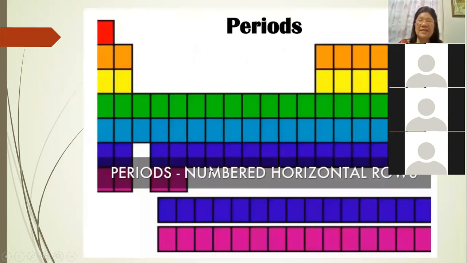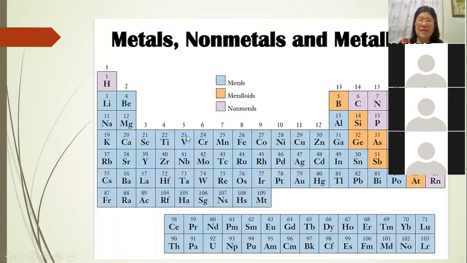These are period. Period are horizontal. Padungan ni, period na siya. The yellow, then the green, then the light blue, the dark blue, the violet, so on and so forth. Those are period. Okay.